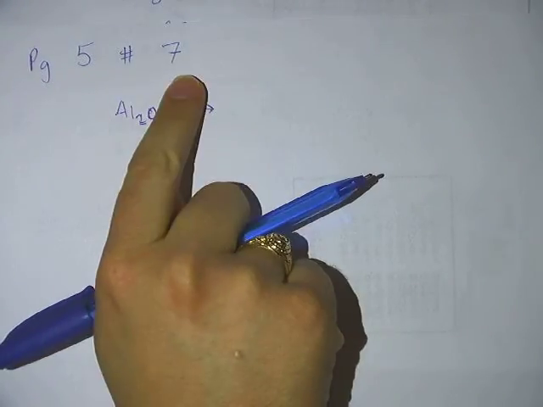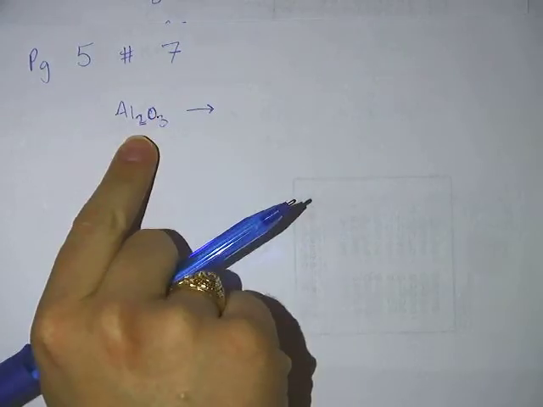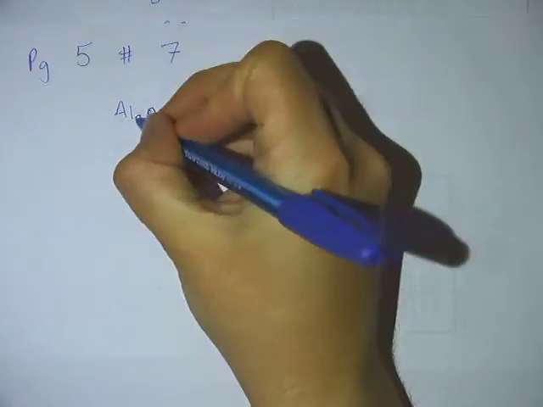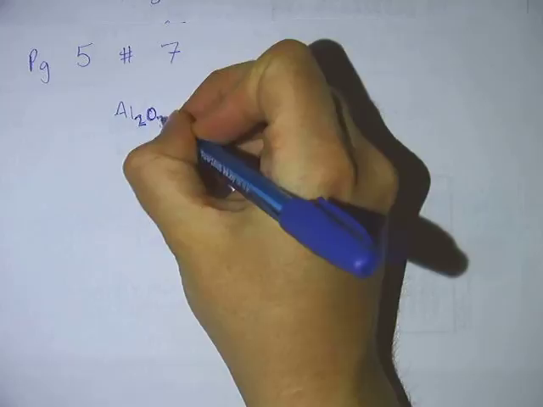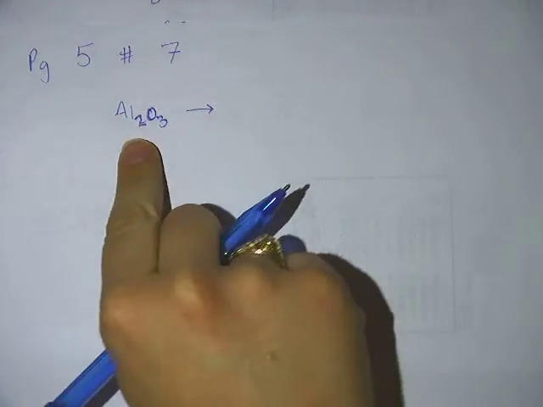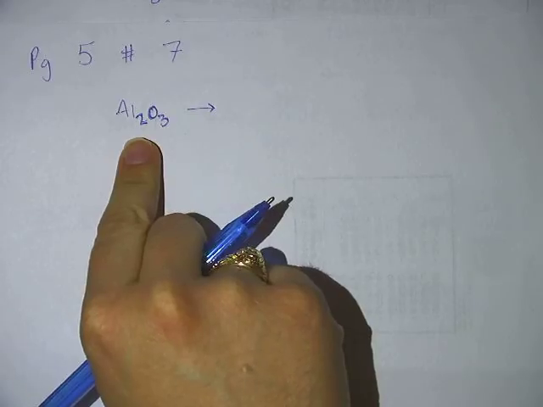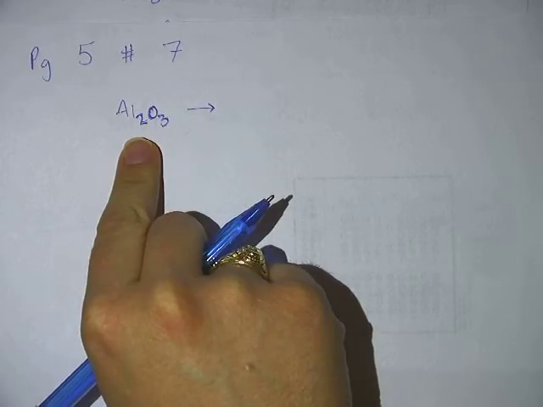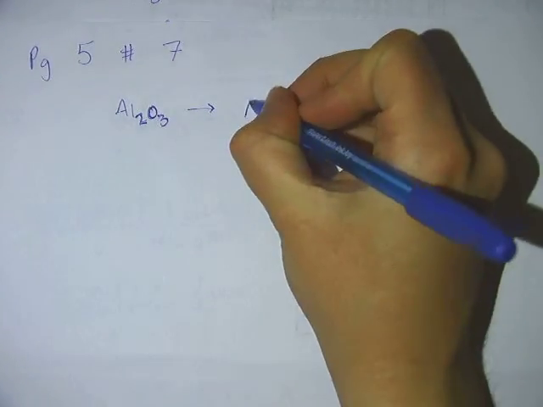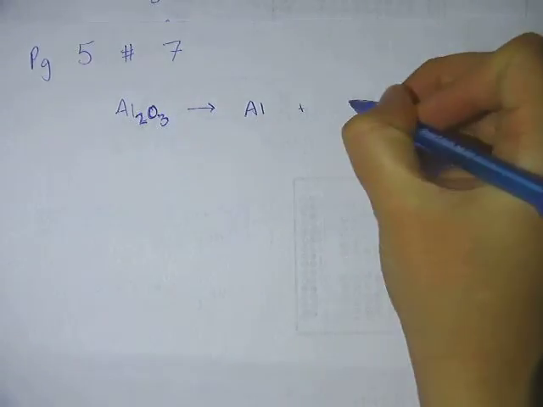Okay. PDF page 5, number 7. You have to come up with the reaction yourself. They tell you you're decomposing Al2O3, which means it must be a reactant. That's how decomposition problems work. And they say it's decomposing into its component elements, meaning aluminum and separately oxygen.